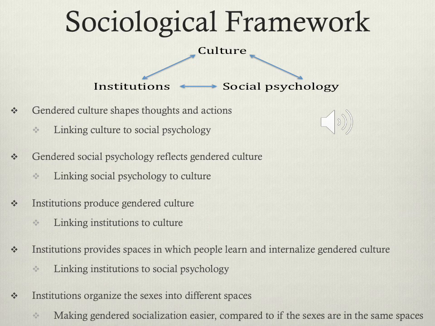And then I add at the bottom there, we can also recognize a third element of institutions: how they often organize the sexes into different spaces. This sex separation makes it easier to perform gendered socialization. It makes it easier to perform gender as a whole, compared to trying to socialize the sexes differently where the sexes are in the same space, or when people are trying to perform masculinity or perhaps femininity when they're in mixed-sex situations.